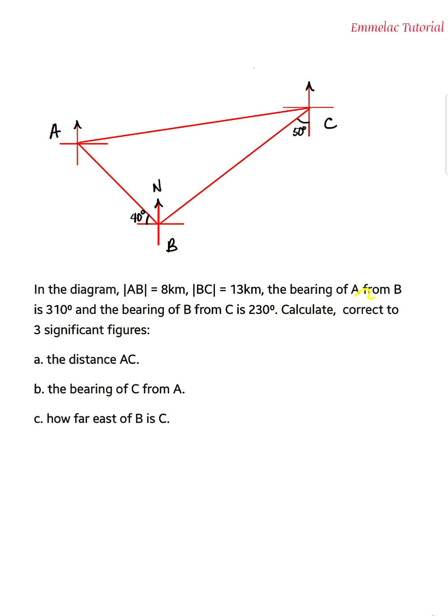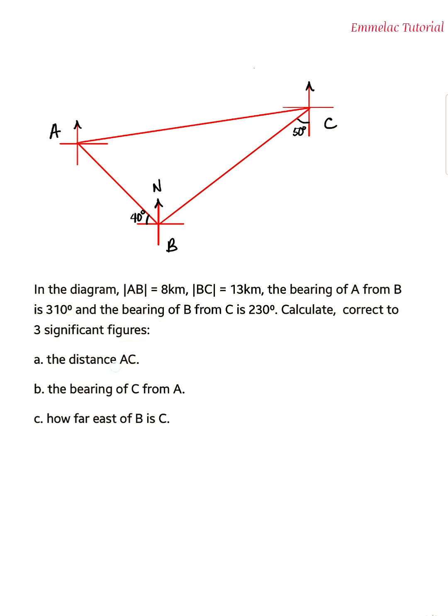The bearing of A from B, that is from here down to this point, is 310, and the bearing of B from C is 230 degree. The bearing of B from C, that is from this point down here. Calculate correct to three significant figures.